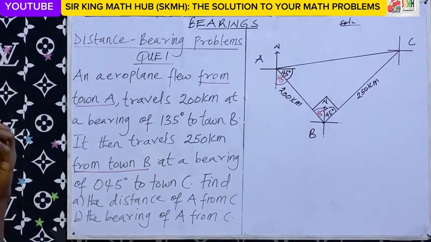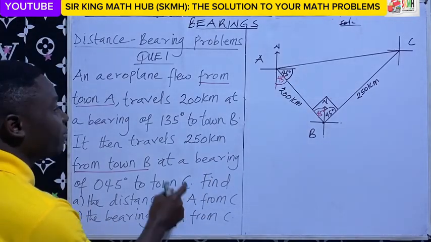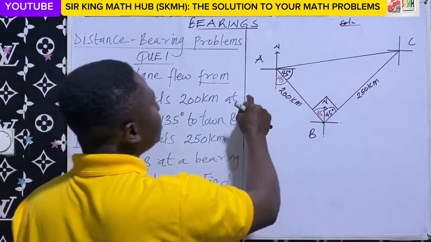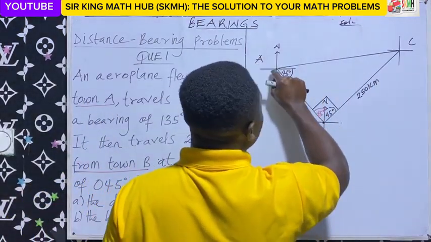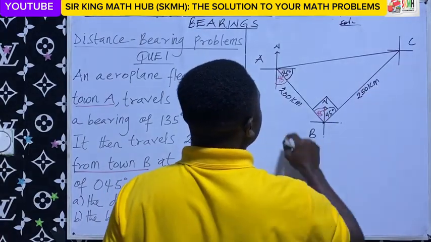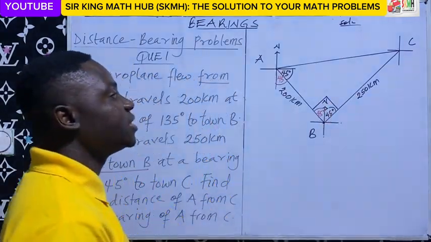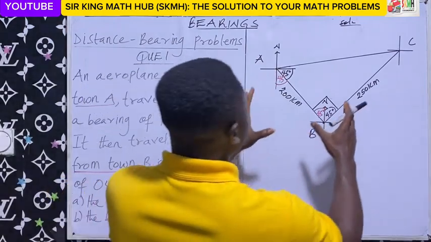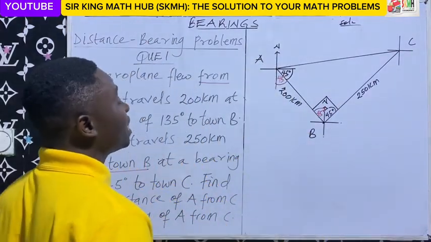Now, what are we looking for? We are to find the distance of A from C. The distance of A from C means that we have to calculate this length, the length of line AC. As you can see from this triangle, I'm naming this triangle ABC.